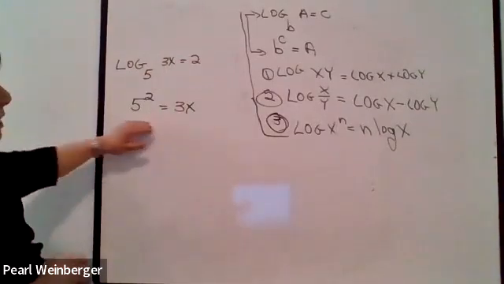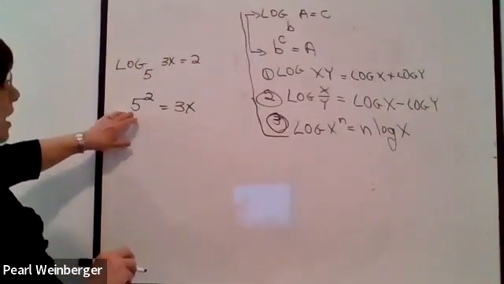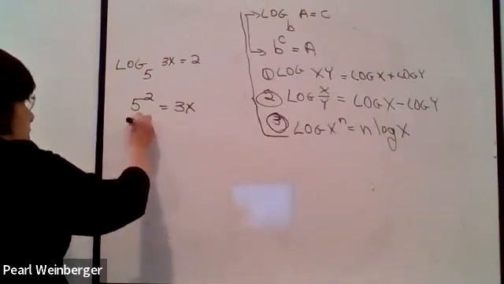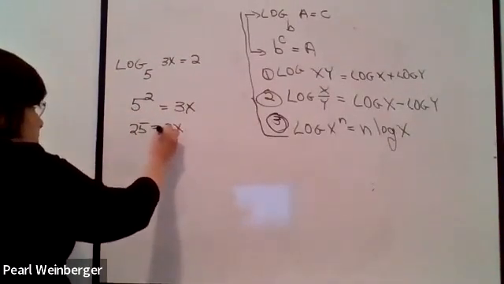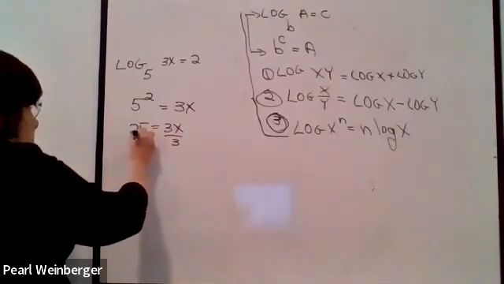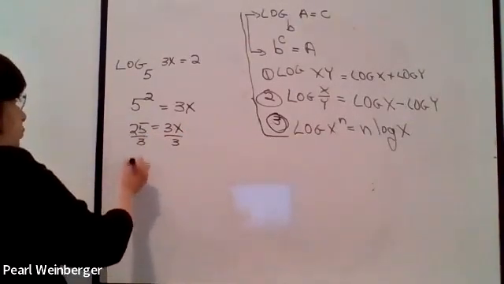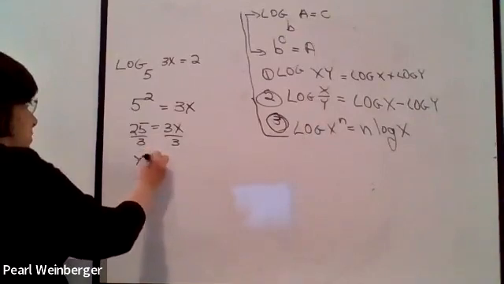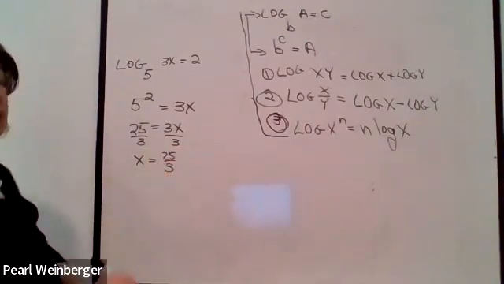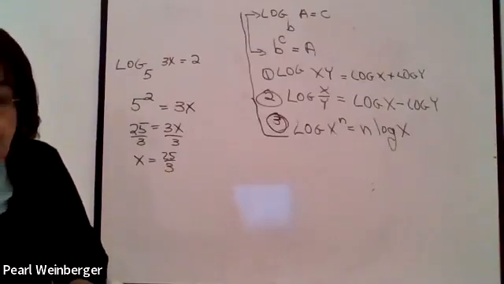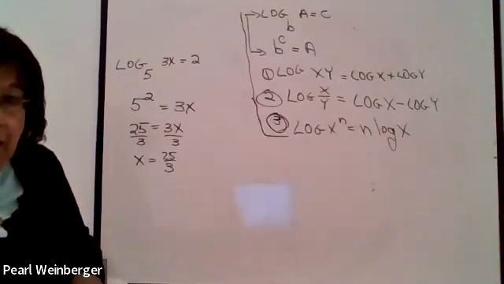And now, of course, I can solve this because 5 squared I know is 25. So this gives me 25 equals 3x. And therefore, my answer for x is 25 over 3. And you could leave it in that format as a fraction.